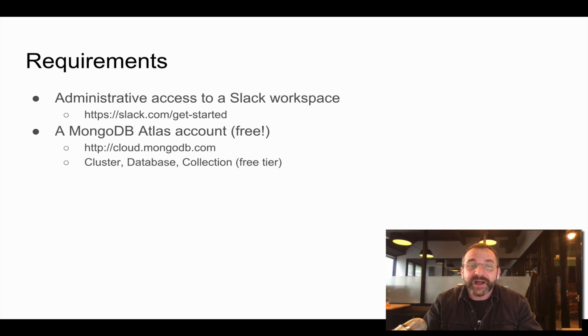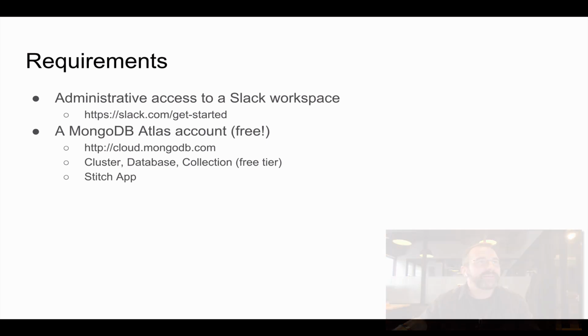We're going to create a cluster. We're going to create a database and a collection in that cluster. And what we're going to do today, you can do right from the free tier, the M0 sized instance in MongoDB Atlas. Next, we're going to create a Stitch app. And we're going to do that in about 10 minutes or less. So I'll start with a little bit of an explanation of what Slack is and what Stitch is, and then we'll go from there. So hang on, and we'll be right back.